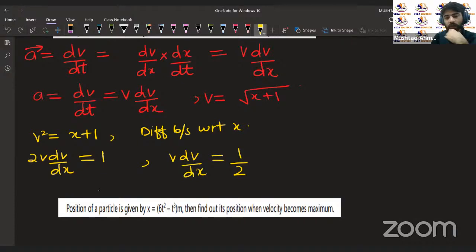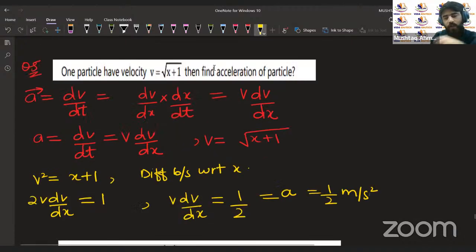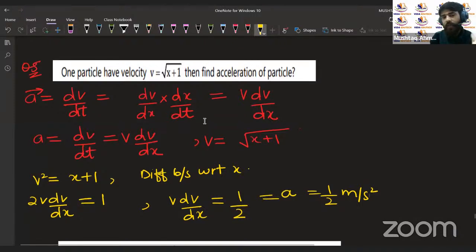So this v dv over dx is our acceleration, right? It means the acceleration is 1 over 2 meter per second square. It's a constant acceleration equal to 1 over 2 meter per second square. So that's how we can find the acceleration if the velocity is given as a function of position of a particle, right?